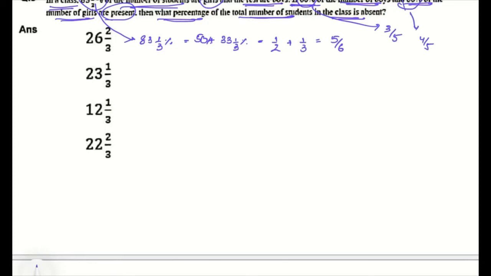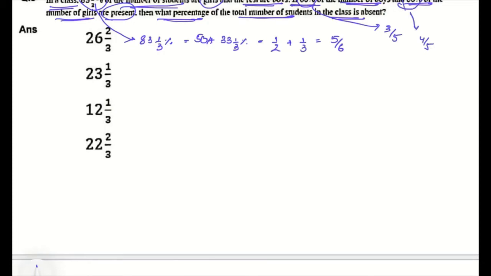But you have to know the fractions for the percentages. 83 1/3%. So 83 1/3% can be written as 50 plus 33 1/3%. Yes, 50% means 1/2. 33 1/3 means 1/3. So what about this total? 5/6. Okay. Similarly, 60% means 3/5 and 80% means 4/5. Now I have all the fractions.